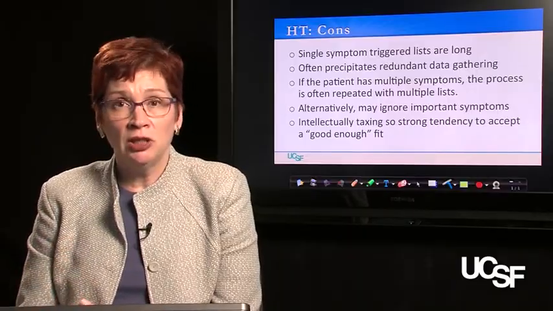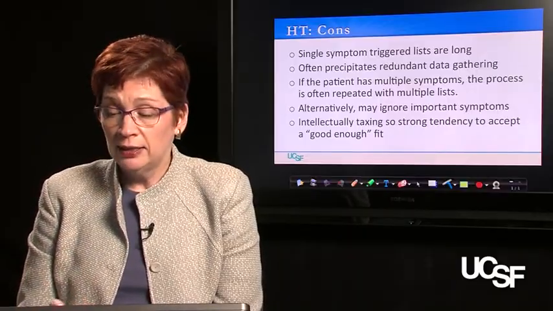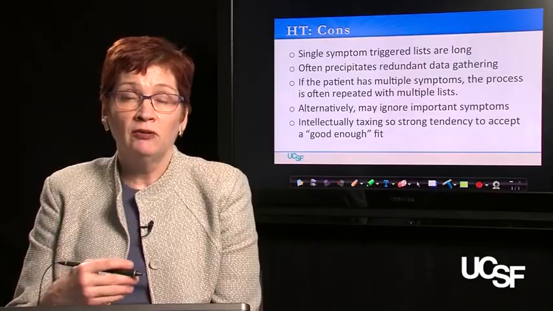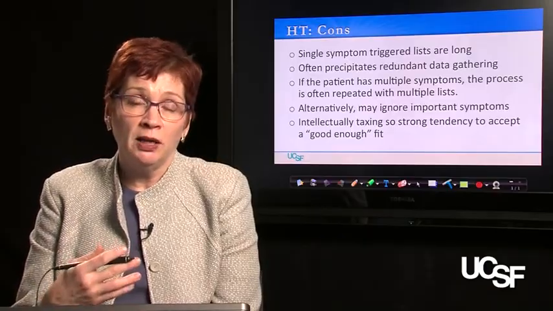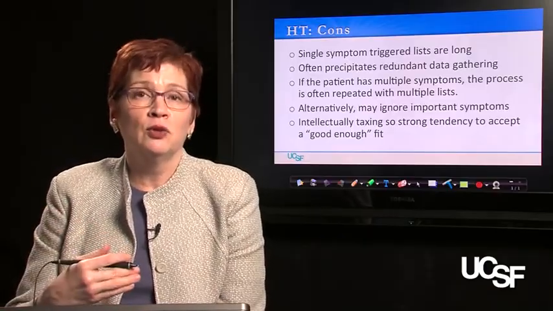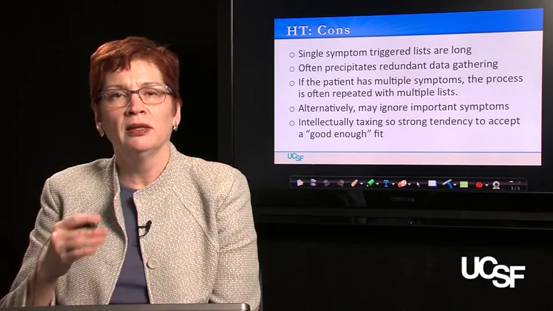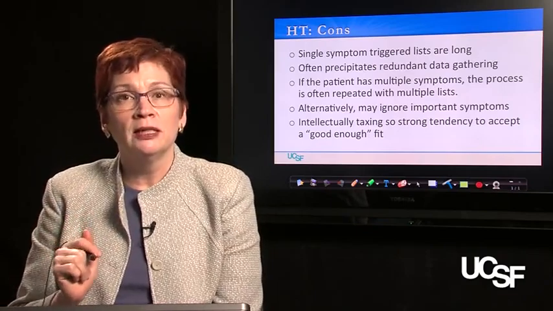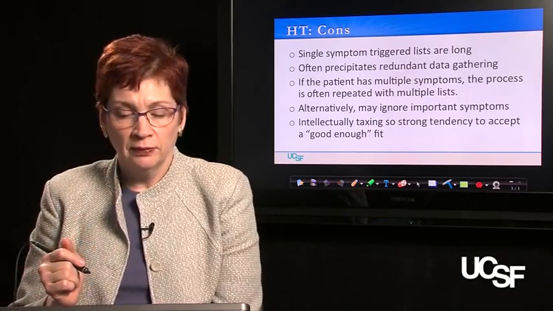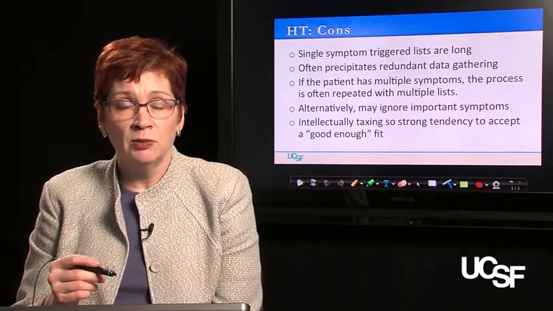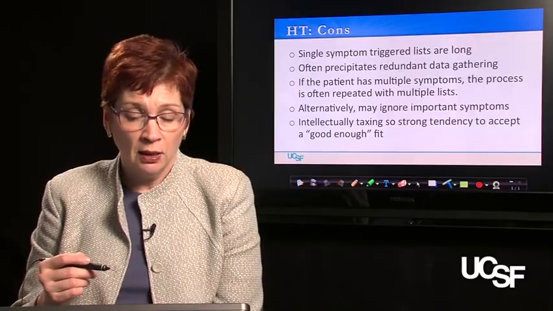If the patient has multiple symptoms, this hypothesis testing process is often repeated with multiple lists. So if the patient has a symptom of joint pain, they'll do a diagnostic list for joint pain. If they also have shortness of breath, they'll do a separate list for shortness of breath and try and work their way through both and see where there might be some overlap. Alternatively, they may just ignore that second symptom because they are spending too much time on the first one.